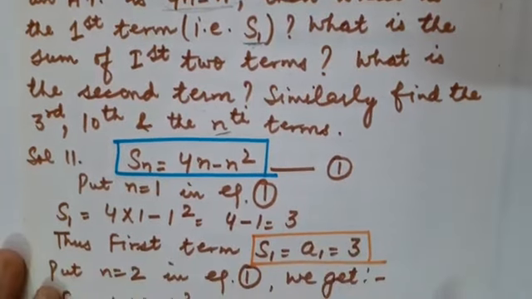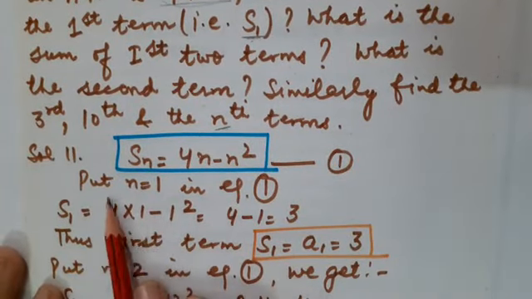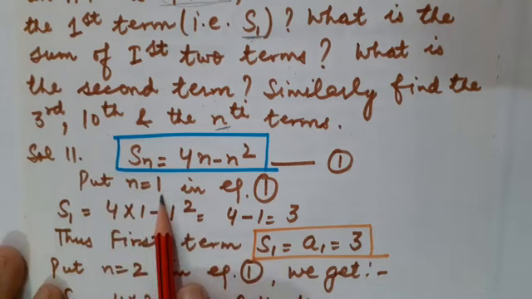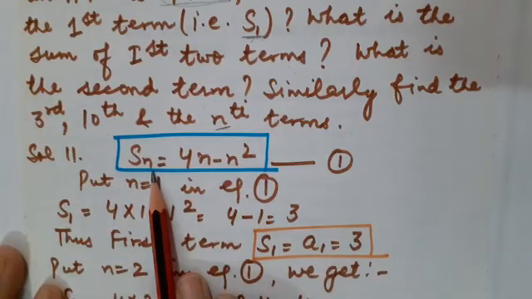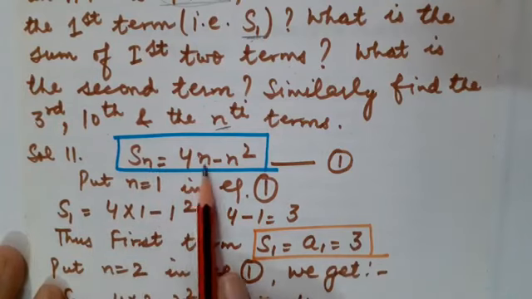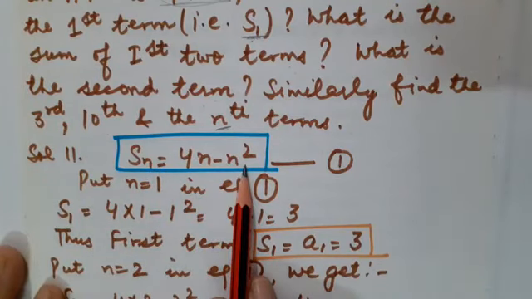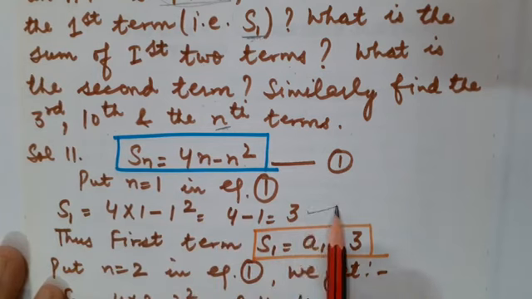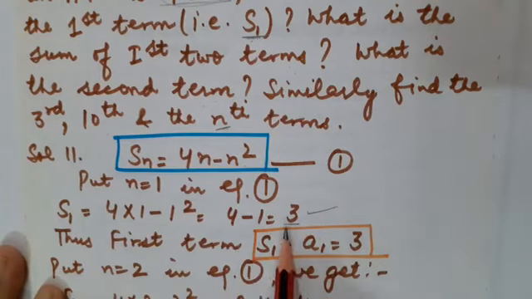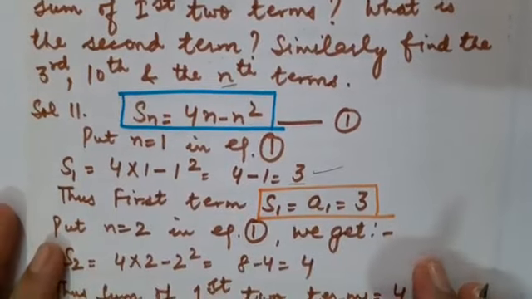Correct? So how to calculate S1? Definitely at place of n I have to put 1 in this equation. Let it be equation number 1. So you are going to calculate S1. Wherever you have n, you just insert 1. It would become 4 into 1 minus 1 square, that is 4 minus 1 is equal to 3. Children, this is the sum of one term. Isn't it a joke that we are going to calculate the sum of one term only? No, it is actually the very first term only.